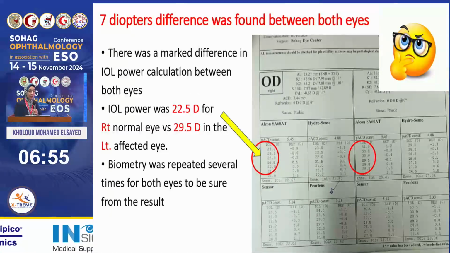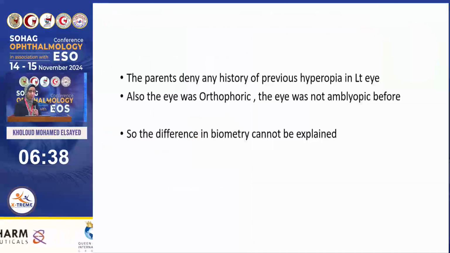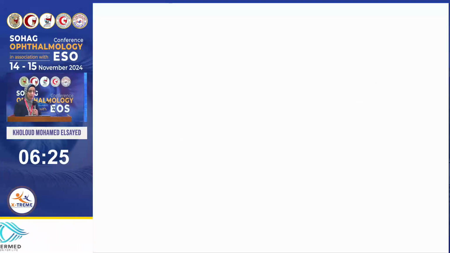There was a marked difference in IOL power calculation between both eyes. IOL power was 22.5 for the right normal eye versus 29.5 diopters in the left affected eye. Biometry was repeated several times for both eyes to be sure of the results. The parents deny any history of previous hyperopia in the left eye. Also, the eye was orthophoric. The eye was not amblyopic before, so the difference in biometry cannot be explained.